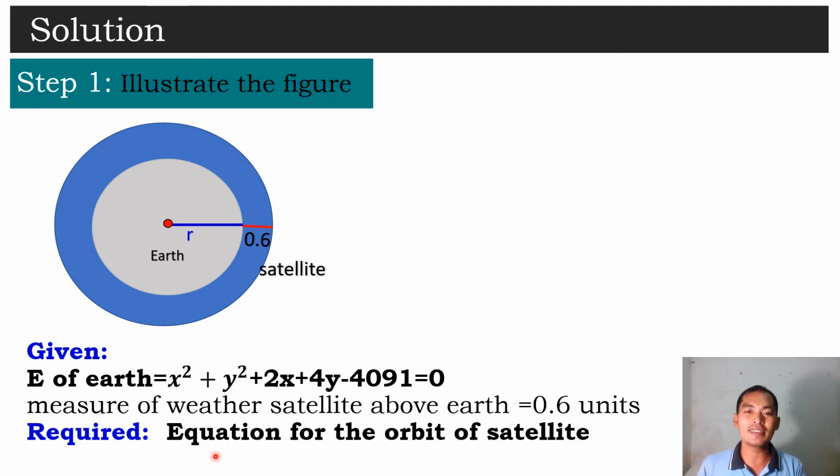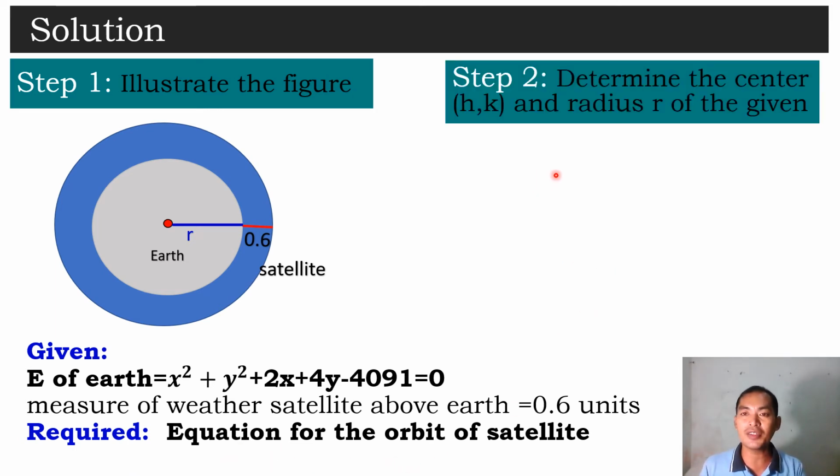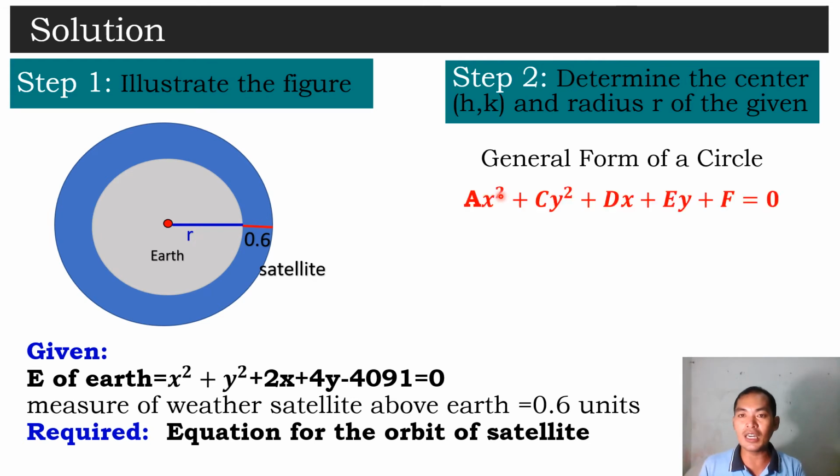The requirement is the equation for the orbit of satellite. So what is the equation that you are going to use? You use the center radius form because you don't know the radius of the satellite. But then, so general equation yung given, so it's better to use that given ax squared plus cy squared plus dx plus ey plus f equals 0. Kasi ang given natin ay x squared plus y squared plus 2x plus 4y minus 4091 equals 0.